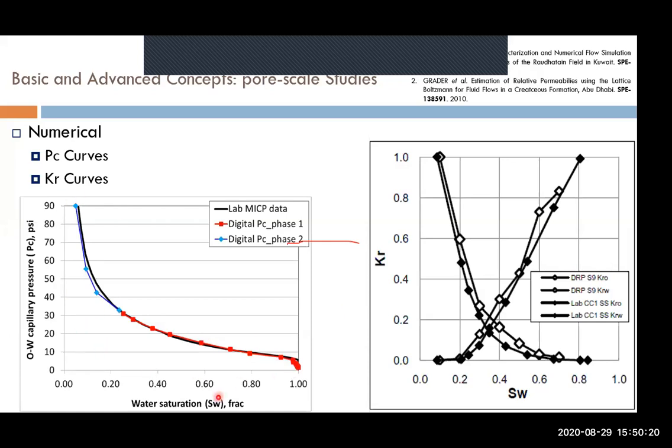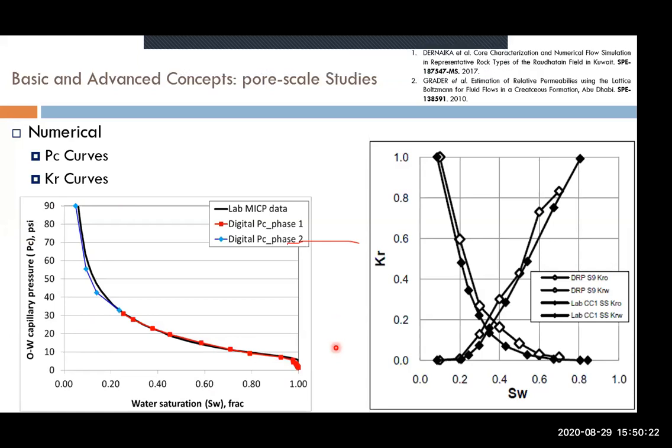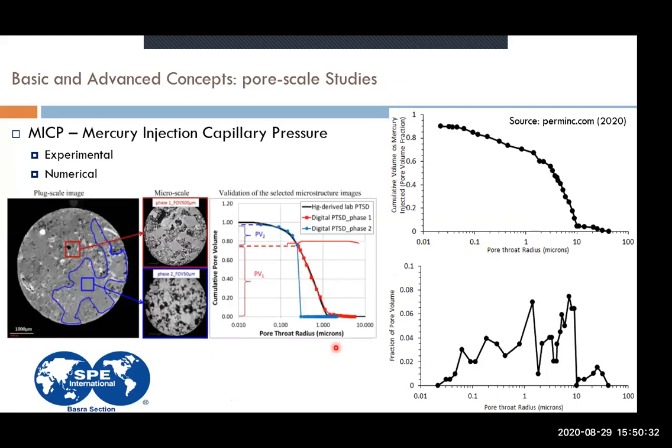We're going to see this when we talk a little bit about the upscaling procedures and how we can move forward in the direction of core analysis. Here again, just a quick overview, you saw yesterday, but MICP, as I mentioned, you have this kind of pore throat radius distribution. You can correlate it with the numerical analysis that you can perform using digital rock technique.